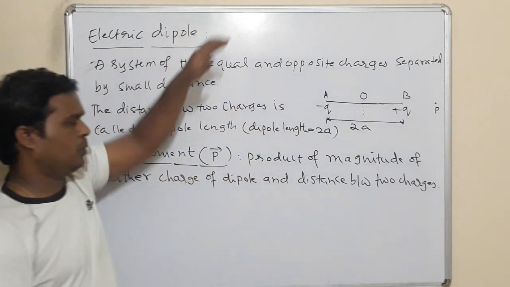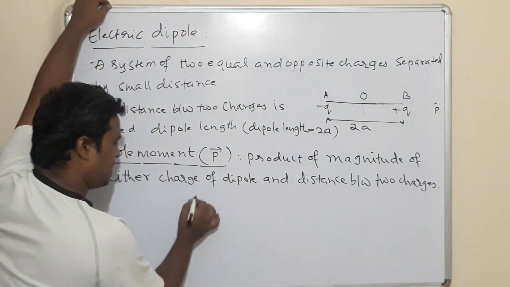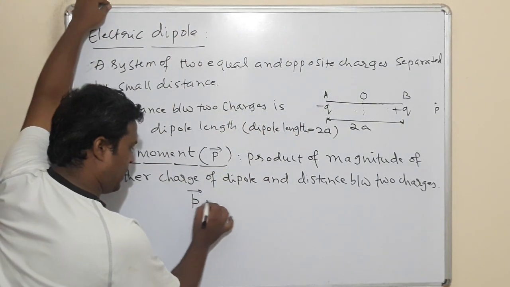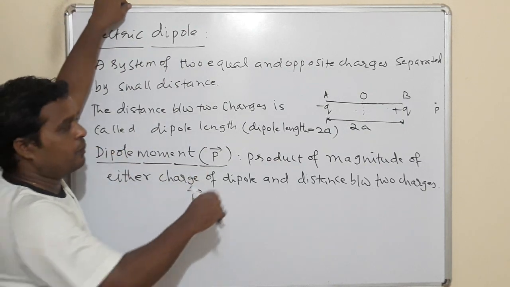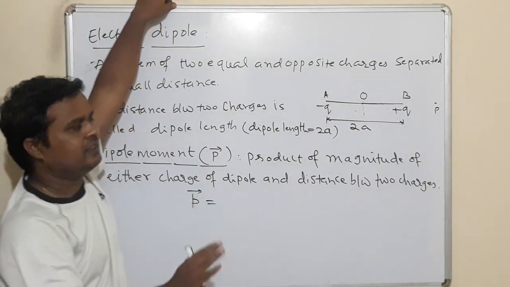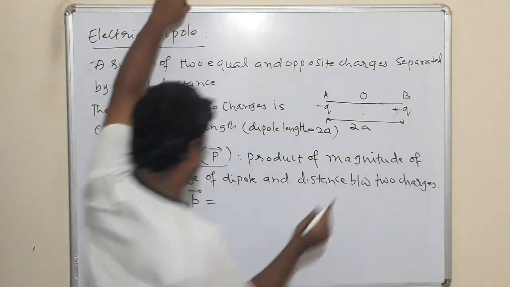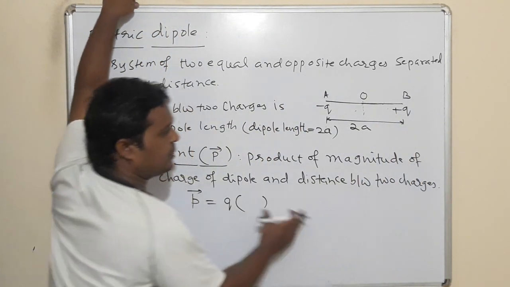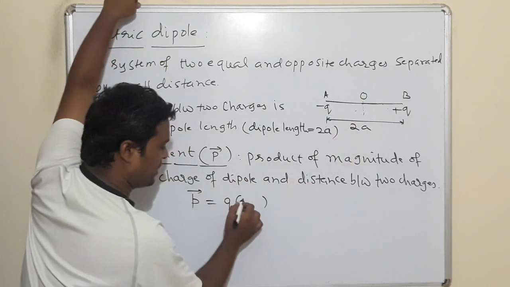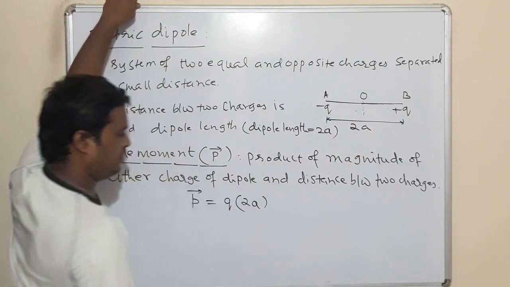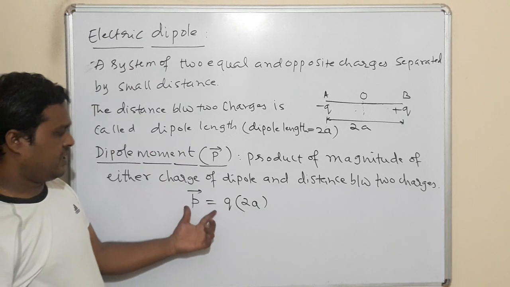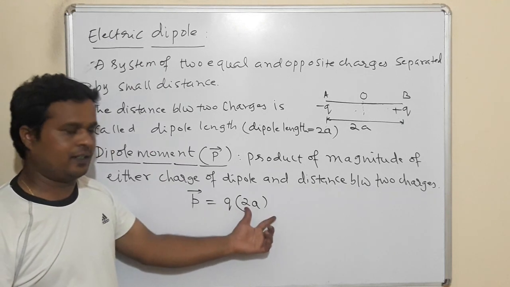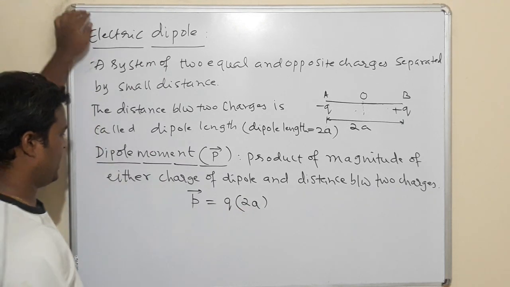See, what is dipole moment? Dipole moment is generally a vector, which is given by the product of one of these charges, take any charge, multiplied by the distance between the two charges. The distance between two charges we fixed as 2a. What I told initially, the dipole moment is a vector.